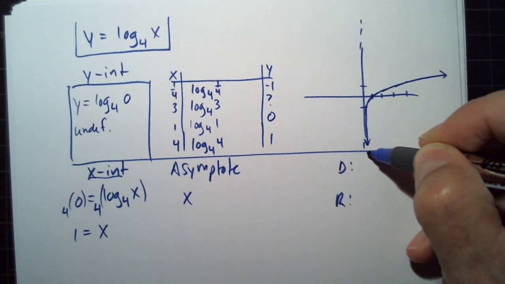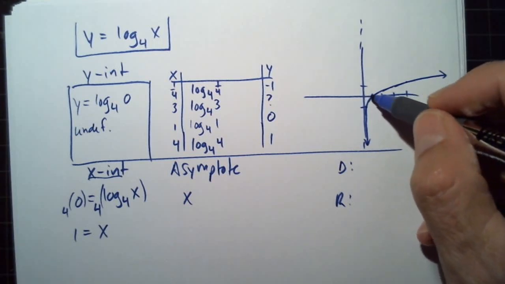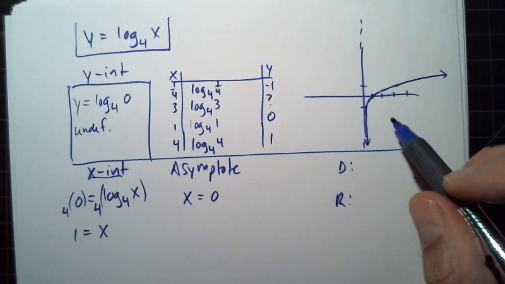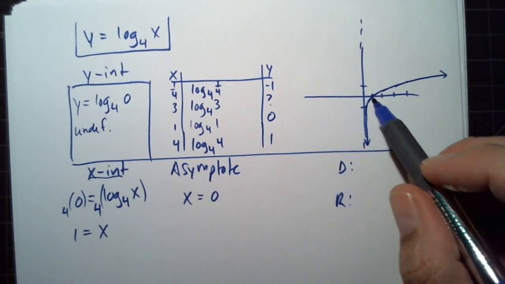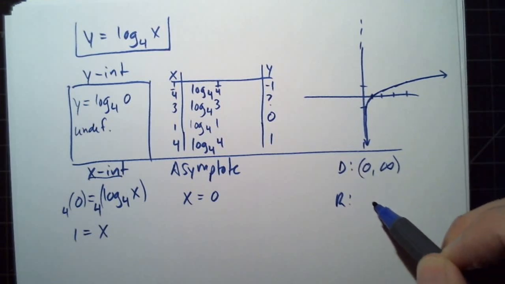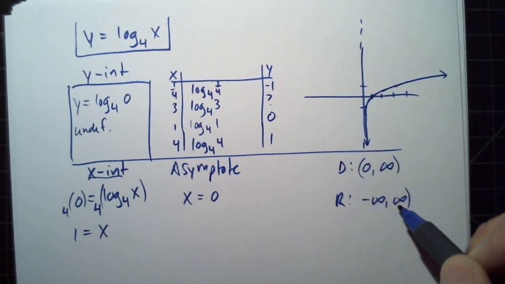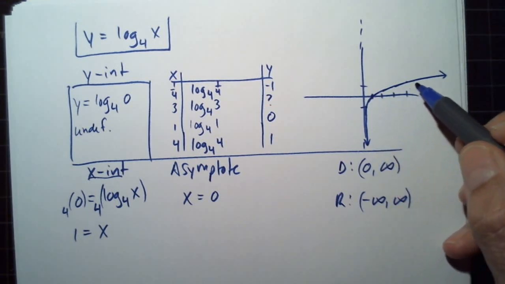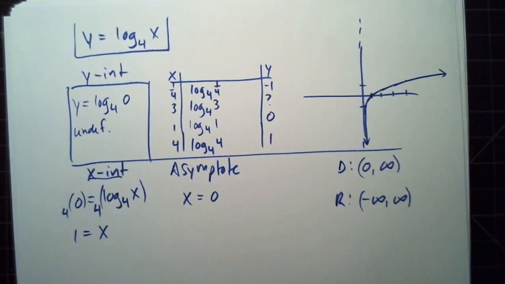And we can see that it's going to -infinity as x goes to 0. So the asymptote is at x equals 0, and then the domain starts at 0 and goes to infinity. The range is all real numbers. The graph goes all the way down to -infinity, continues up to +infinity.